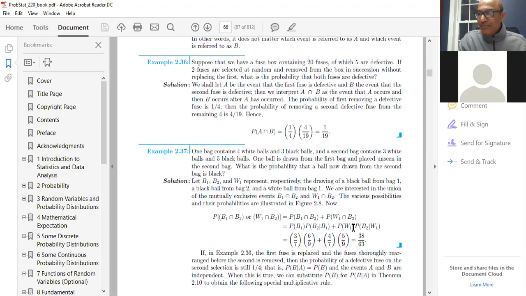Probability of W1: W1 means first bag, 4 white, 3 black. 4 white means 4 divided by 7, total 7 balls. Now this ball is being kept in the second bag, and it is a white ball. So how many white balls are there now in the second bag? 4 white balls and 5 black, so 4 and 5, 9. Out of this 9, the ball you take from the second bag has to be black. So 5 divided by 9, and that is the answer.